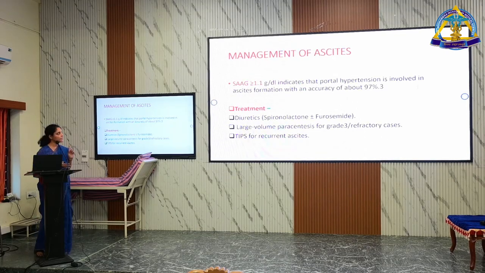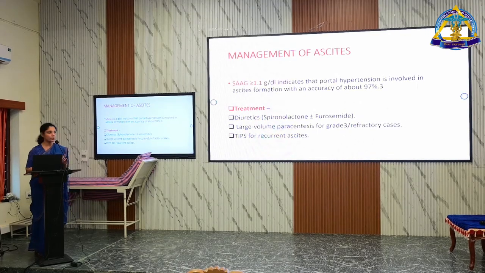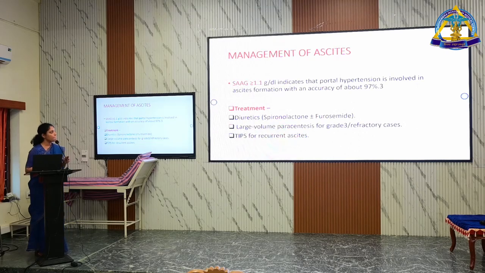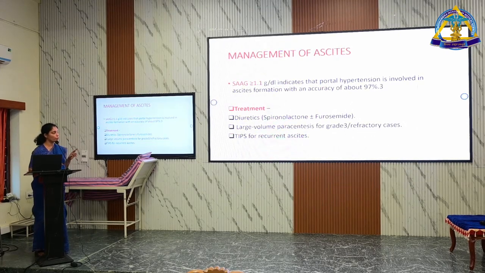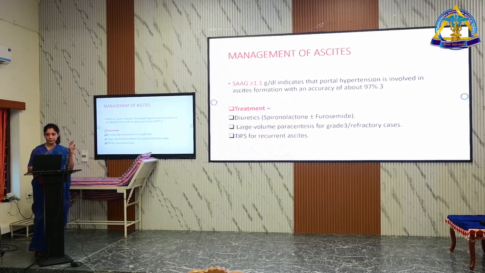Calculate the SAG. If the SAG is more than or equal to 1.1 gram per deciliter, 97% of the time you can say that the underlying etiology for the ascites is portal hypertension. Typically it is high SAG, low protein ascites that you expect in cirrhotic ascites, that means due to portal hypertension. It has a SAG of at least 1.1 and low protein, mostly less than 2.5. If the protein is high, you suspect something like an underlying cardiac process or Budd-Chiari.